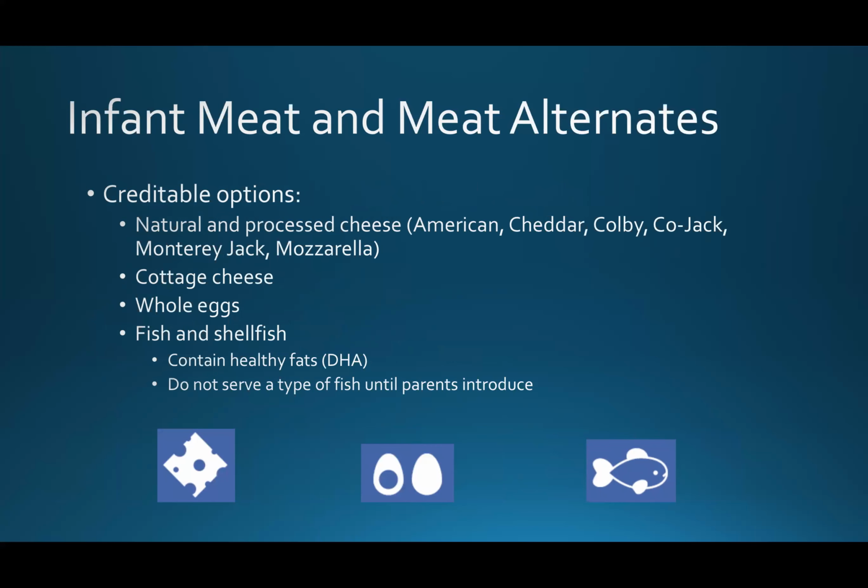Creditable meat and meat alternates include the following: natural and processed cheese such as American, cheddar, Colby, Kojak, Monterey Jack, mozzarella, and cottage cheese, fresh, pasteurized liquid or dried whole eggs, and fish and shellfish. Fish contains healthy fats such as DHA, but do not serve fish to a baby until the parents have introduced that type of fish to the baby first with no problems.